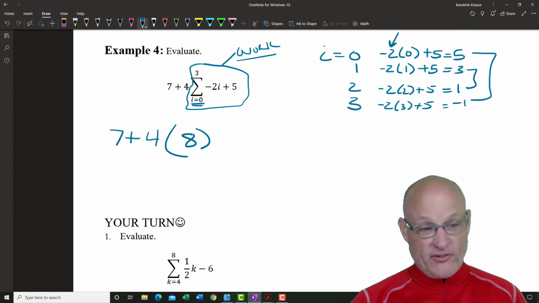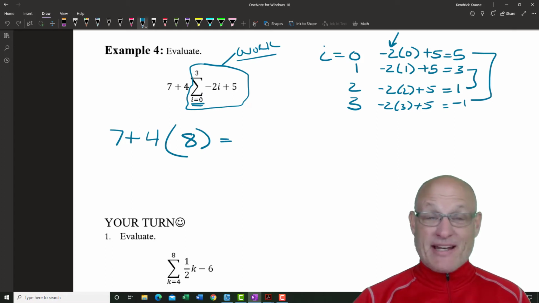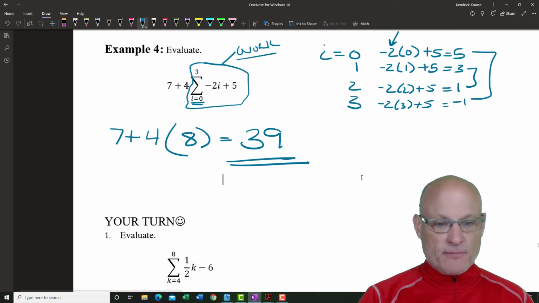So this is going to be 7 plus 4 times 8. Don't forget, please, that the 4 times 8 comes first. So 4 times 8 is 32, plus 7 is 39. There she goes. Let's try another one.